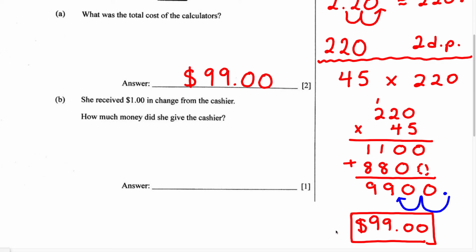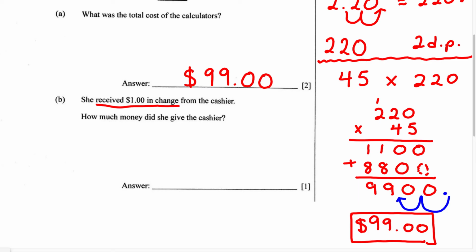Now for part B, it says she received $1 in change from the cashier. How much money did she give to the cashier? Let's read it one more time. It says she received $1 in change from the cashier. How much money did she give the cashier? So we must understand what this question is now saying. It says she received $1, right? So she got back $1 in change from the cashier.